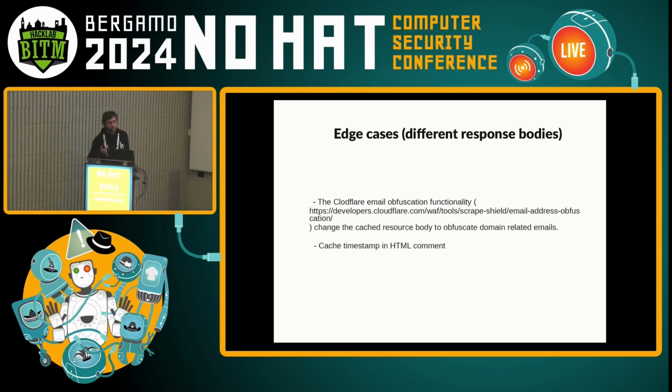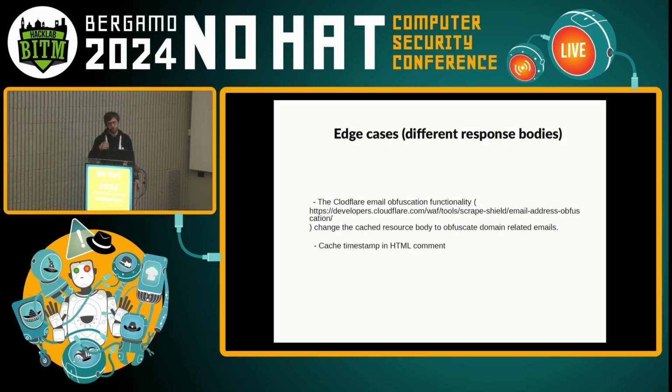Then another case I found that isn't covered by the current tools is when cached resources are modified dynamically by the cache server. It's quite rare, but not so rare. An example of this is a web application that uses Cloudflare email obfuscation.